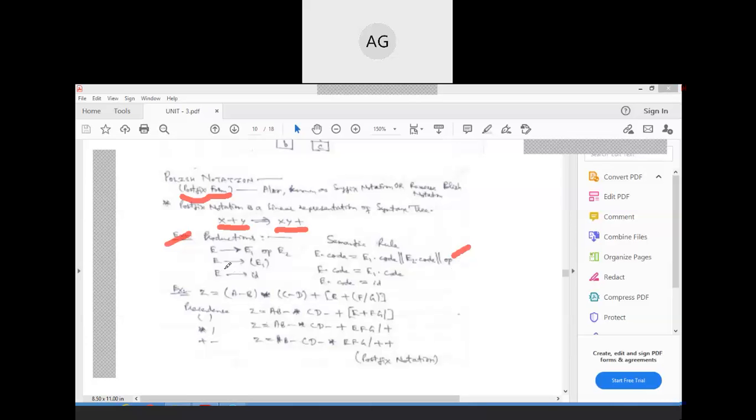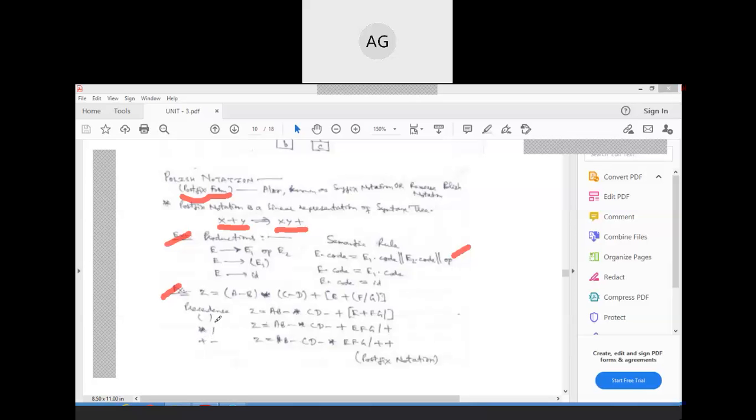In the same way, if the production is E produces open bracket E1 close bracket, then E dot code is E1 dot code. Here no braces are written in the semantic rule. In the third, E produces ID, so we write E dot code equals ID. The other example is Z equals A minus B into C minus D plus E plus F divided by G. You need to convert this input expression into postfix form.